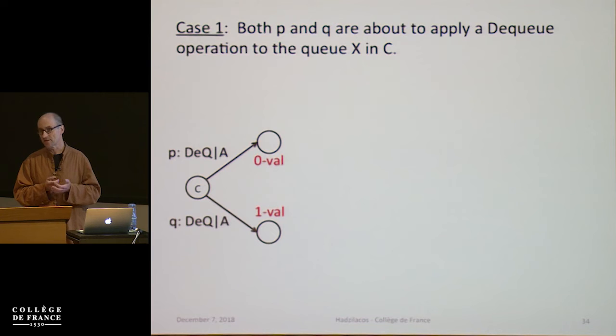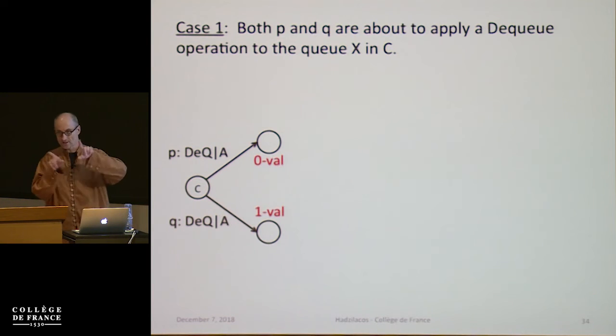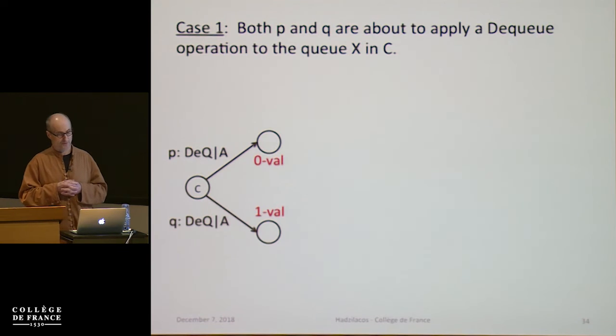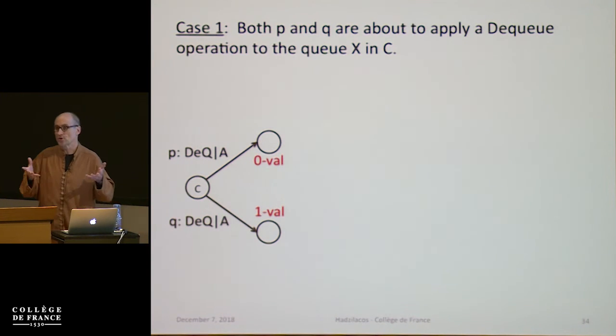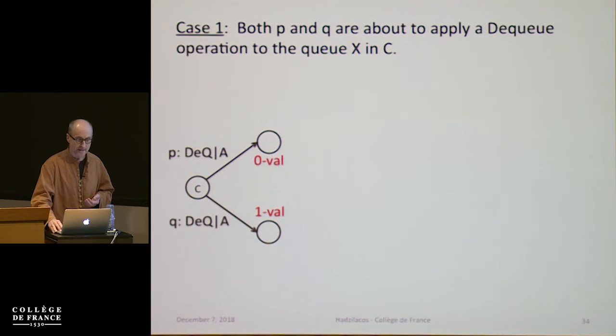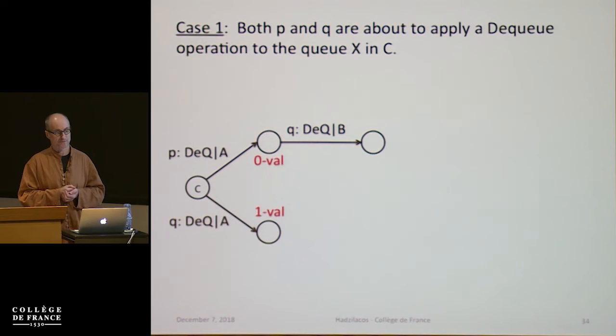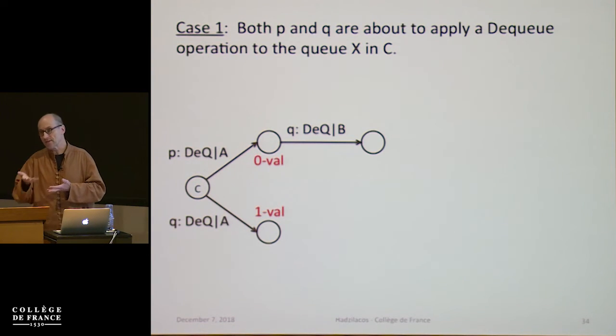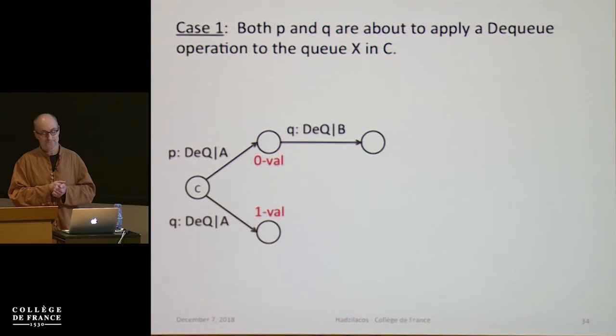The first case that I will consider is when both processes, remember there is a third process, but these are the two processes that lead to a zero and a one-valent configuration, both of them are about to dequeue something from the queue. So both of them will, of course, dequeue whatever happens to be the first element of the queue. Let's call it A, or empty if the queue is empty. And now consider what happens when the other process takes a step. So Q takes a step starting from the top configuration. It will apply, of course, what its next operation is, which is dequeue. And it will dequeue some different element, what used to be the second element in the queue, B.